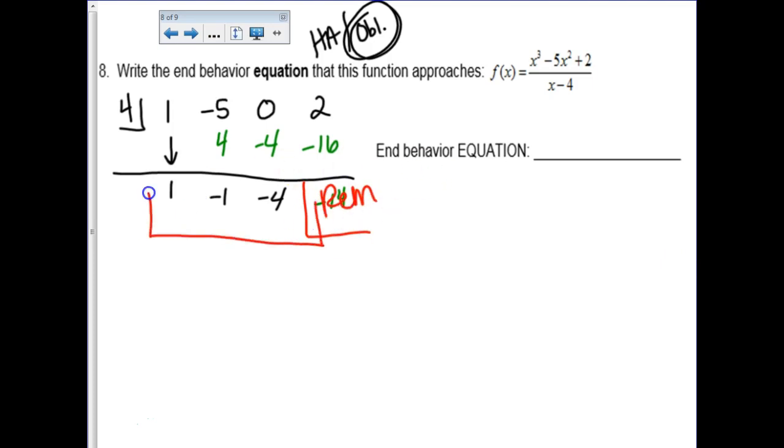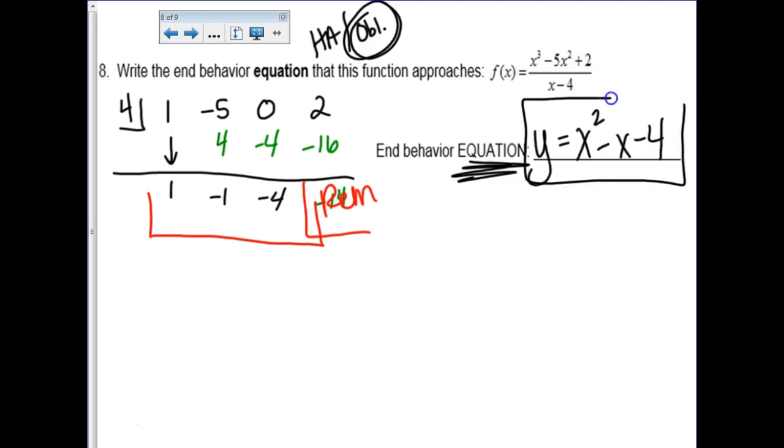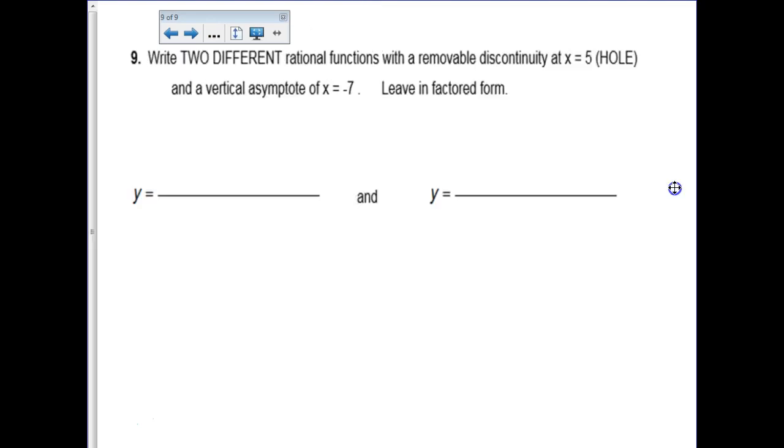The end behavior equation would be the equation that results from these coefficients. Now notice, gigantic capital letters, equation. Don't just write 4x squared minus x minus 4. It is the line y equals, well, don't write 4x squared, write x squared. X squared minus x minus 4. So before the remainder hits, this is the end behavior equation once you write it in equation format.